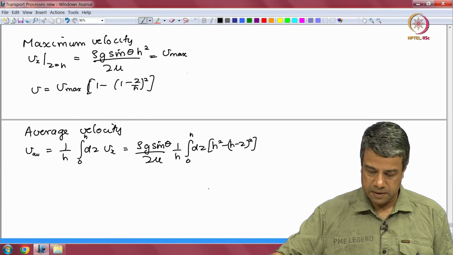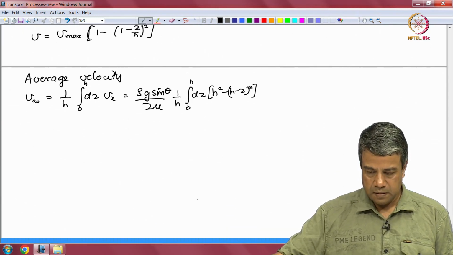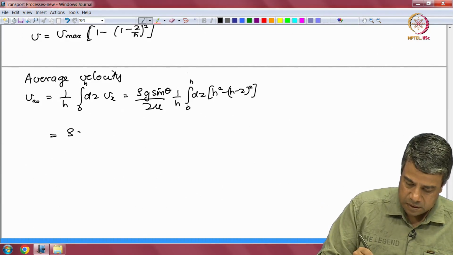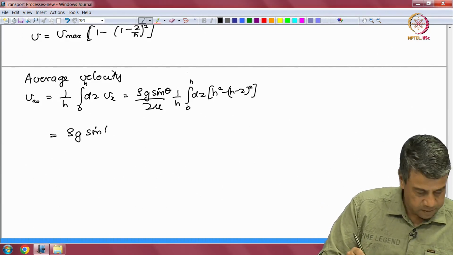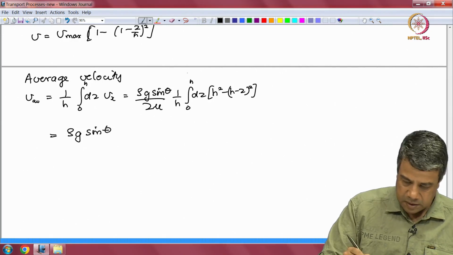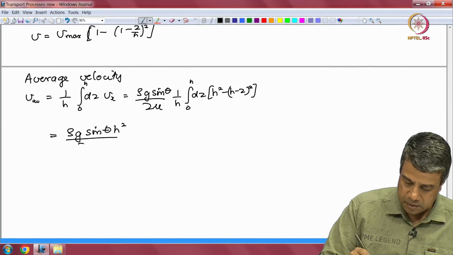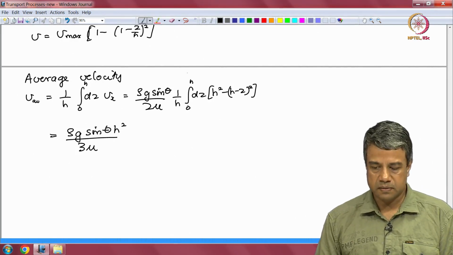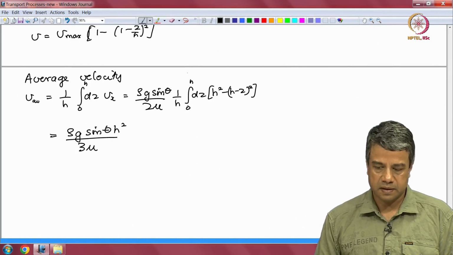This integral. Okay. And you can calculate this integral and you will get rho g sin theta into h square by 3 mu. Okay. Rho g sin theta h square by 3 mu. Okay. You can verify this.